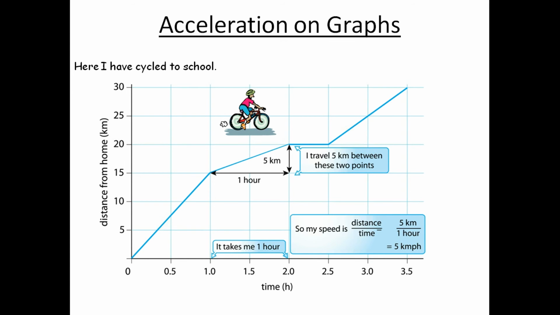Right, here I've cycled to school. So this is an example. You can see that between the time of 1 and 2 hours, that length of time is 1 hour. The distance I have travelled is from 15 to 20 kilometers, so the difference there is 5 kilometers. I can calculate my speed by dividing the distance by the time. That is how you calculate the average speed. So we can use the graph in order to calculate that, and in this example, the answer is 5 kilometers per hour.